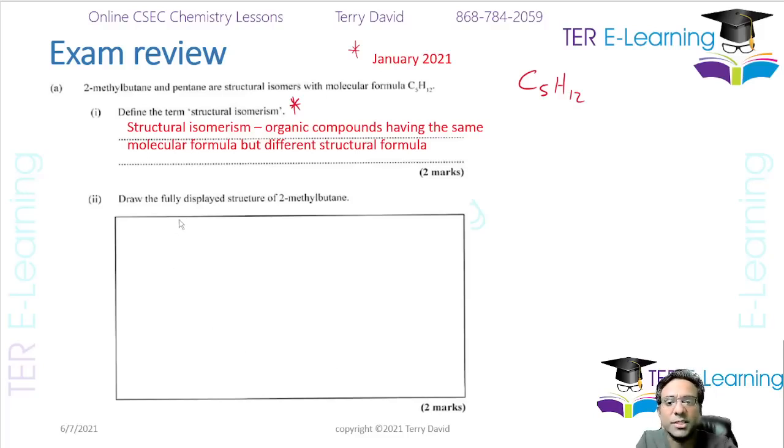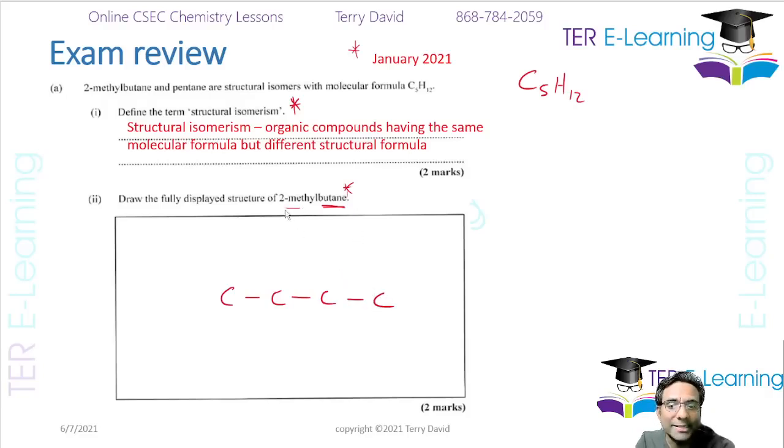What else they want? They want us to draw the fully displayed structure of 2-methylbutane. Now we kind of met this in a previous question that we just did. So you look at the root name. The root name is butane. So you're going to put 1, 2, 3, 4. That's 4 carbon atoms. When we see but, that tells us 4.